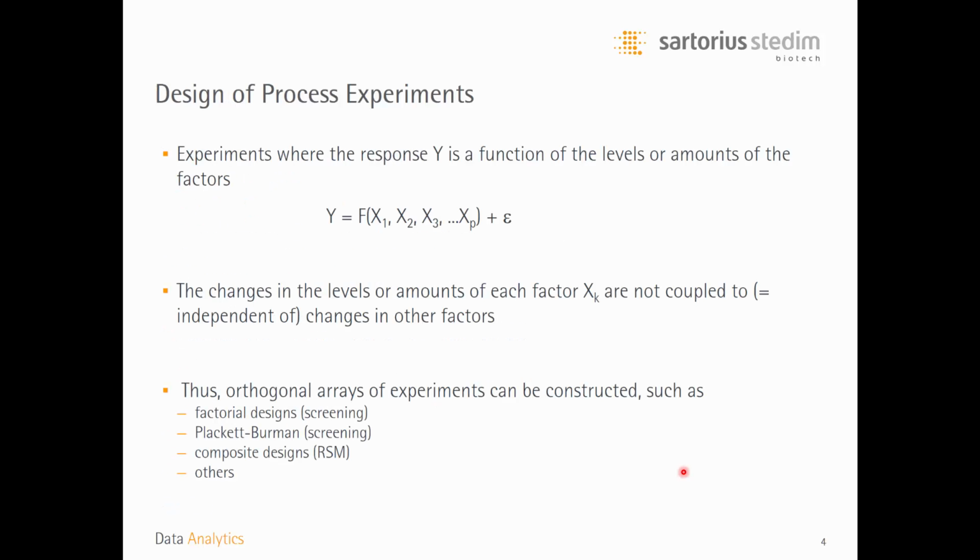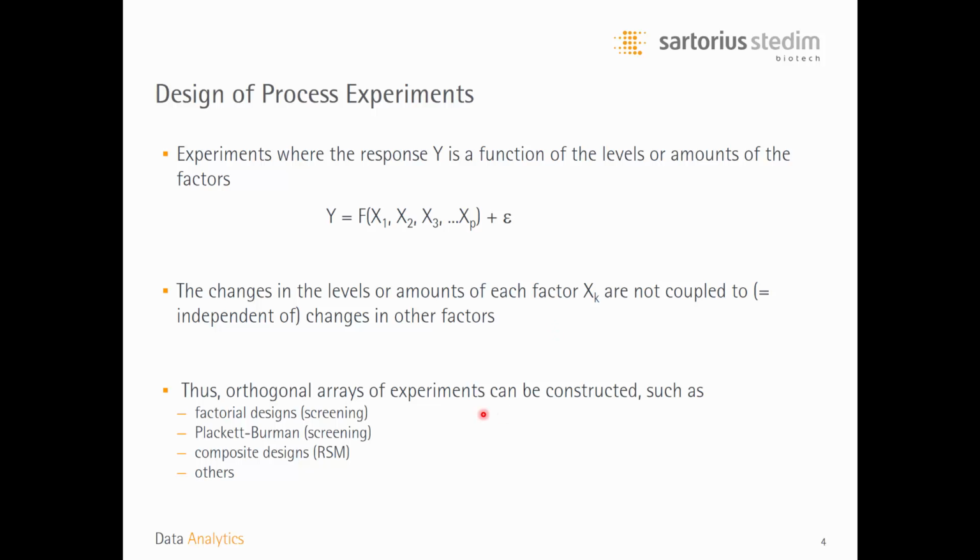So I think it's fair to say that the most common application of design of experiment involves investigations where so-called process factors are studied. And the DOE protocols that are used in conjunction with process factors contain experiments in which the response Y is a function of the levels or the amounts of the factors. In other words, that means that the changes in the levels or the amount of each factor are not coupled to changes in the other factors. It means that they are independent of changes in all the other factors.